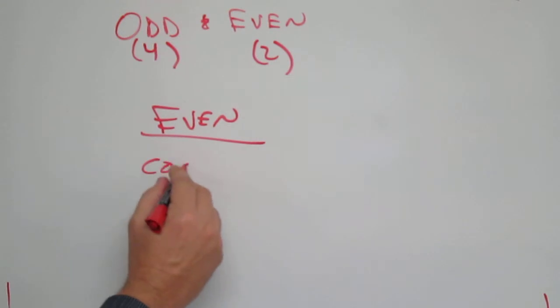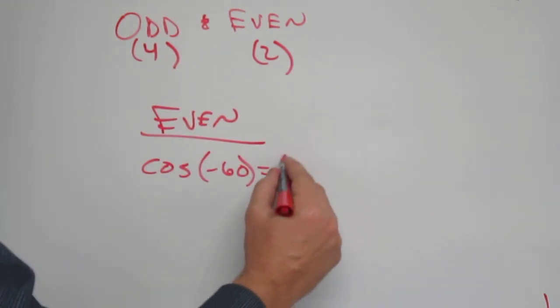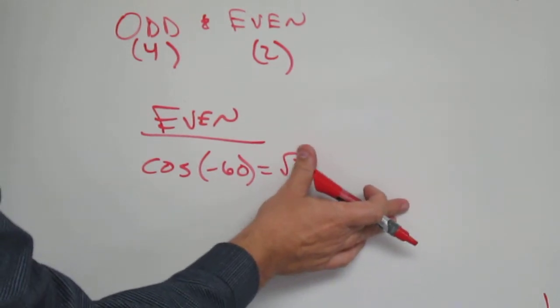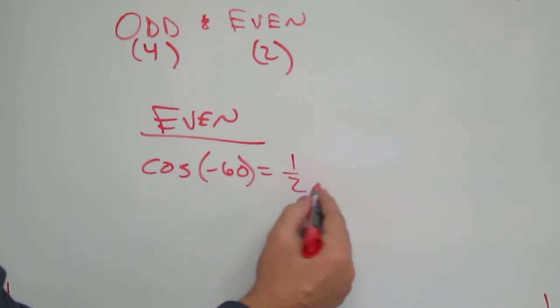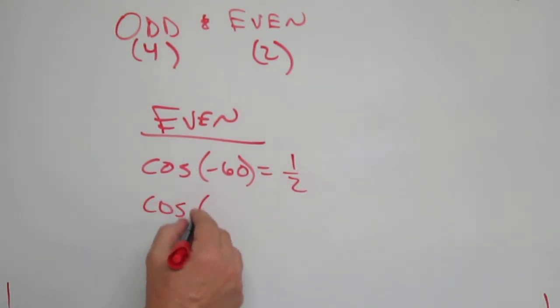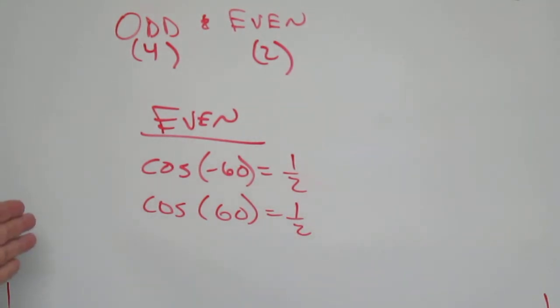So if I take the cosine of negative 30 degrees, I get square root of 3 over 2. Cosine of negative 60 degrees is 1/2. If I take the cosine of positive 60 degrees, I also get 1/2. So sine, tangent, cosecant, and cotangent are all odd functions. Cosine and secant are both even functions.